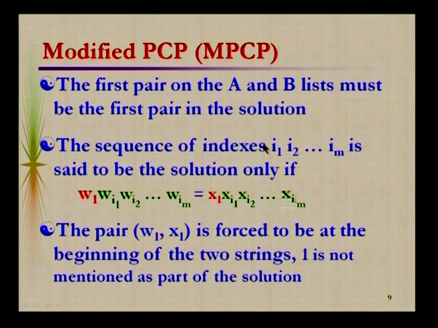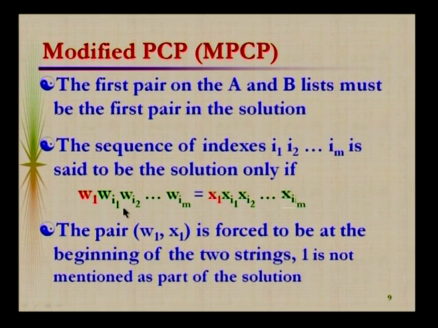So, what this MPCP says is, we must start with the corresponding pair which is the very first one as far as the lists A and B are concerned. So, if you are saying the solution for MPCP, then once again the solution is going to be I1, I2, I3 etc. up to IM, but subject to the condition that it is not the concatenation of only WI1 to WIM that should be equal to XI1 to XIM, but we need to take the prefix, that is W1 and X1.